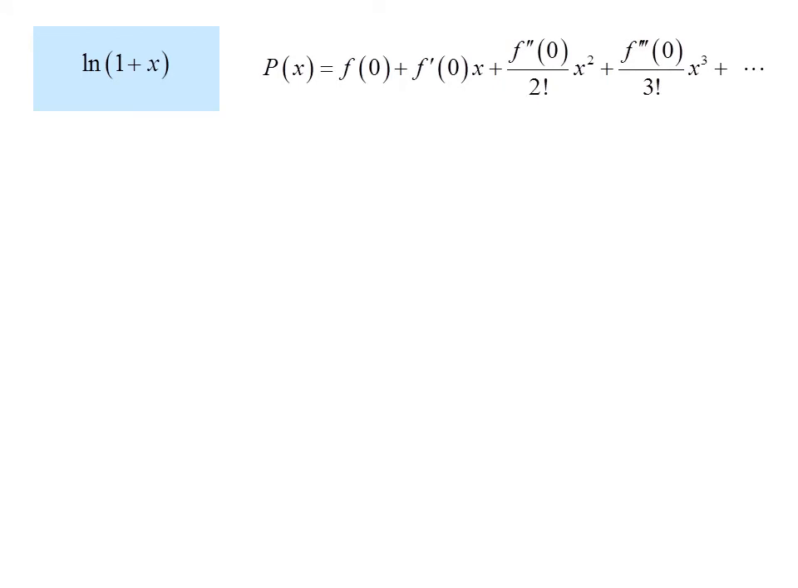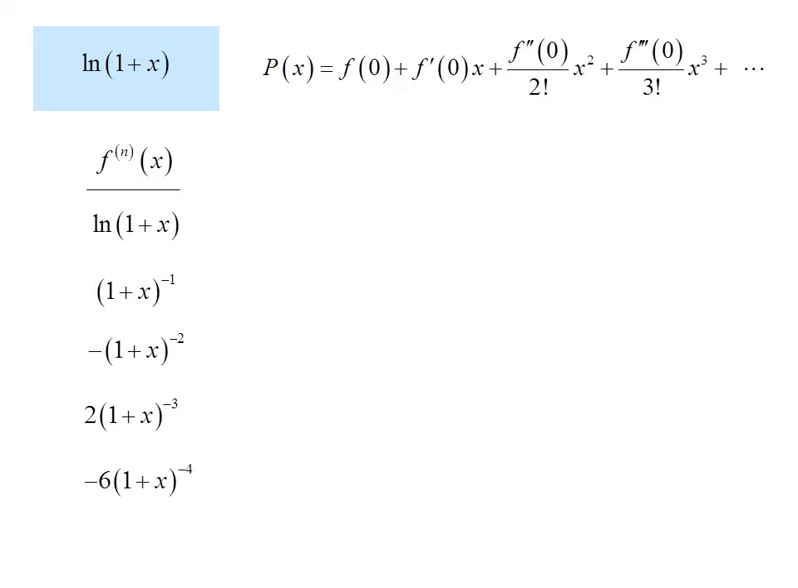Consider the natural log of 1 plus x. We list the function and the first few derivatives. So we have ln 1 plus x, 1 plus x to the negative 1, negative 1 plus x to the negative 2, 2 times 1 plus x to the negative 3, and negative 6 times 1 plus x to the negative 4.